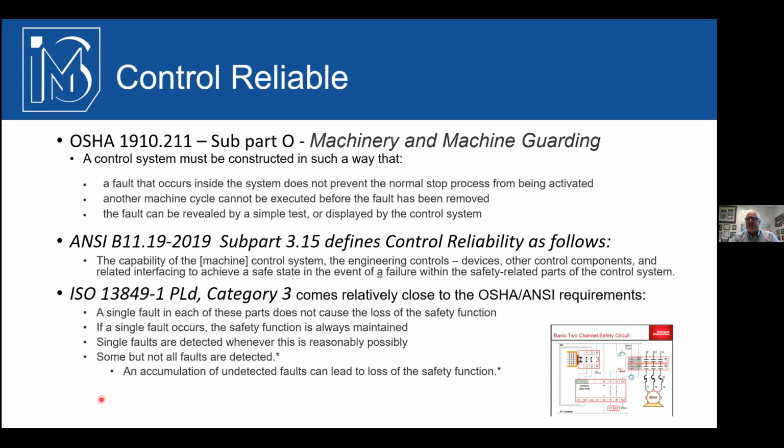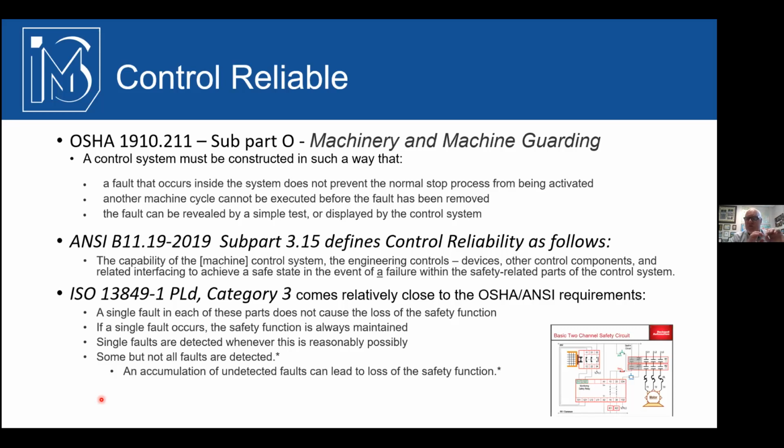You may hear OSHA talk about something. They typically don't talk about performance levels or SIL. They'll want to see a binary, go, no-go thing called control reliability. Control reliability is defined basically as one fault in the control system, the safety rated part of the control system, will not increase risk. So in other words, it can tolerate one short circuit or one broken wire. Control reliability's limit is that it can only handle one fault.